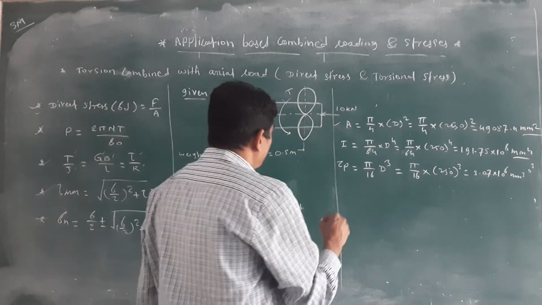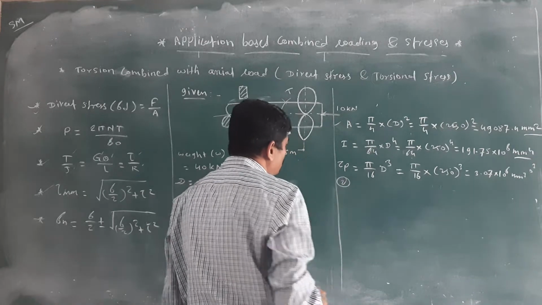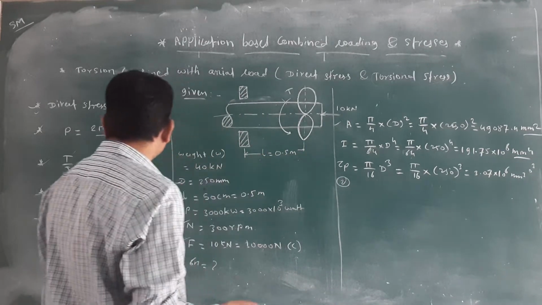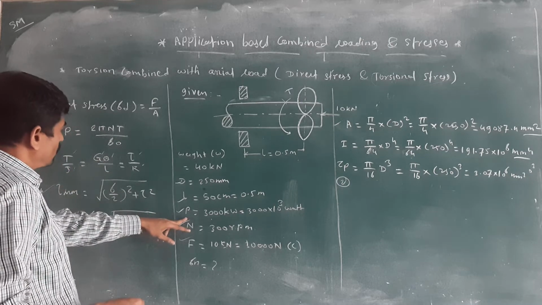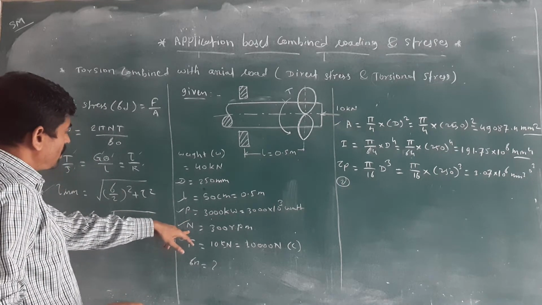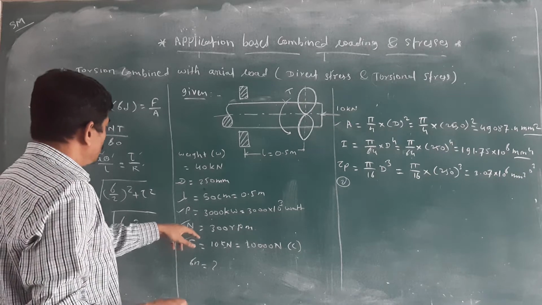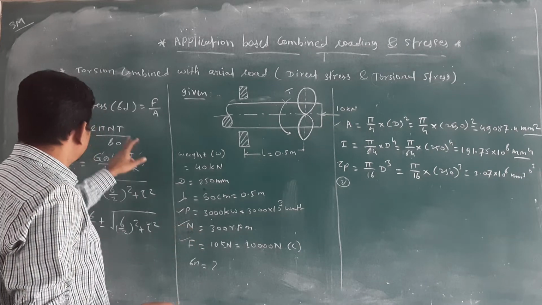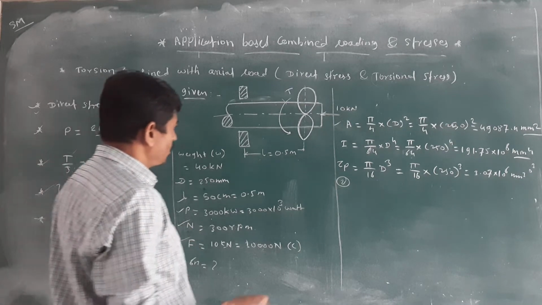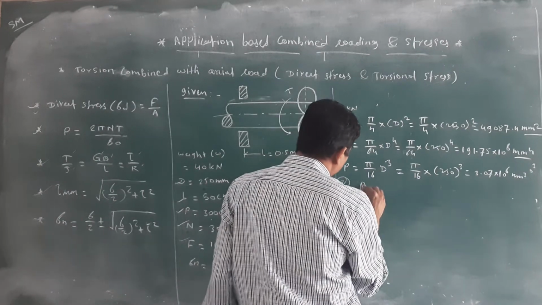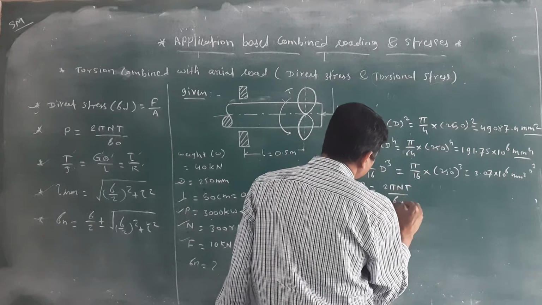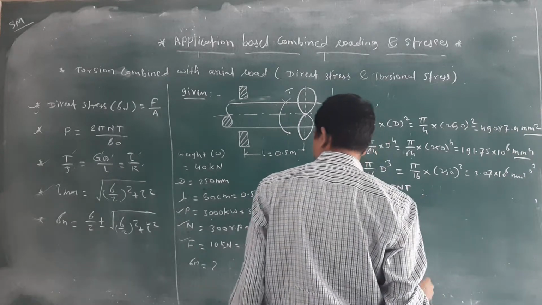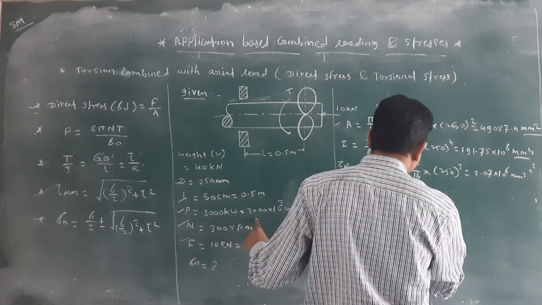Then second, we want to calculate the torque applied on that shaft. How to calculate the torque applied on that shaft? The power is given, and the RPM, the speed of the shaft, is given. Then we can easily calculate the torque value. Which formula will we use? Power is equal to 2 pi N T divided by 60.